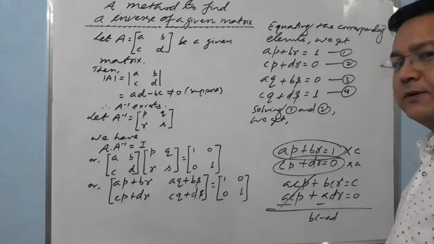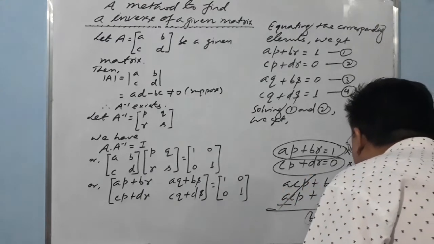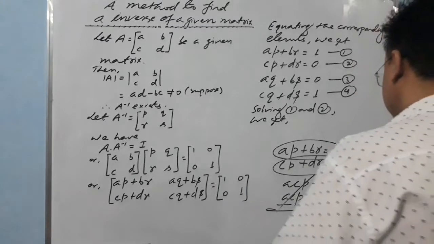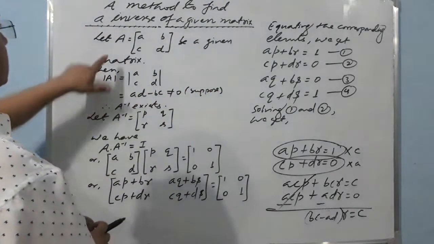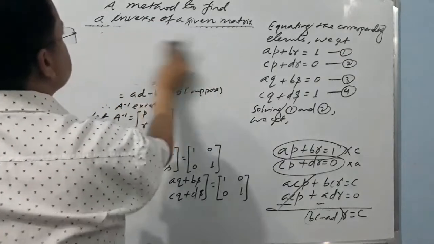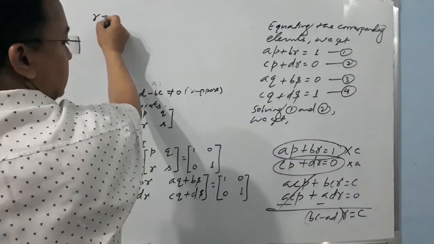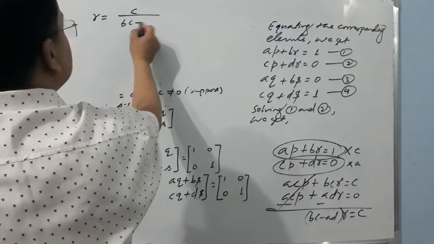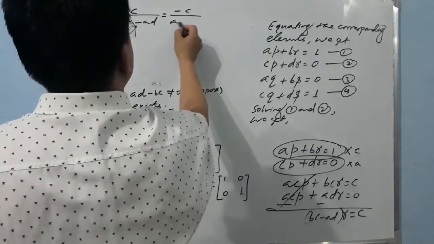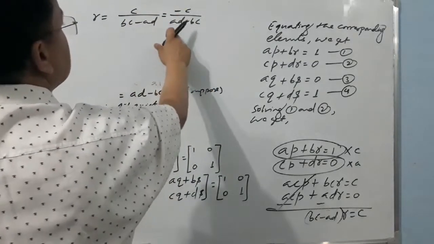There is no need to use any sign because 0 is neither positive nor negative. So R times (BC minus AD) is equal to C, or R is equal to C upon BC minus AD. If you change the sign, multiplying up and down by a negative sign, you will get R equal to minus C upon AD minus BC.